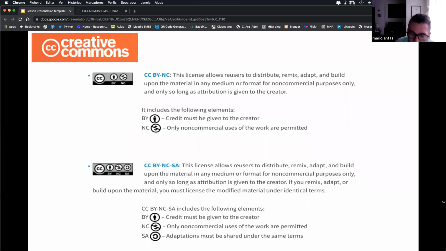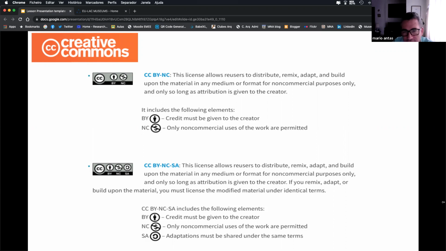And we are traveling among these licenses. The third license is CC BY-NC. The license allows reusers to distribute, remix, adapt, and build upon the material in any medium or format for non-commercial purposes only, and only so long as attribution is given to the creator. So, only non-commercial uses of the work are permitted, for instance, educational activities in museums.